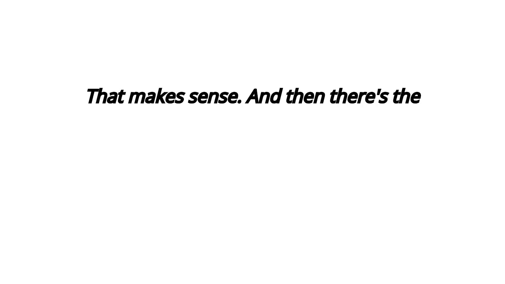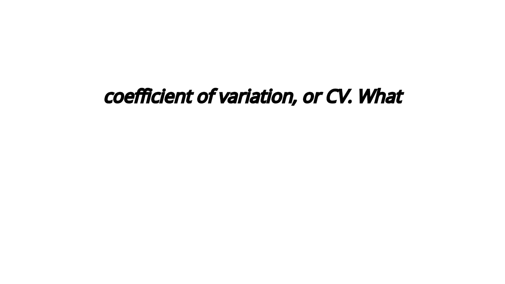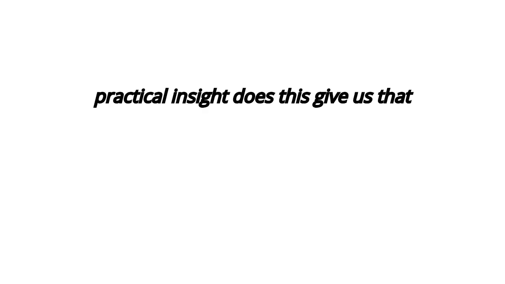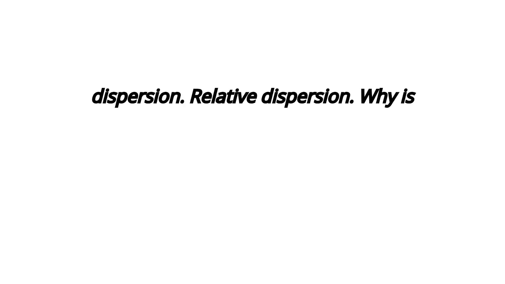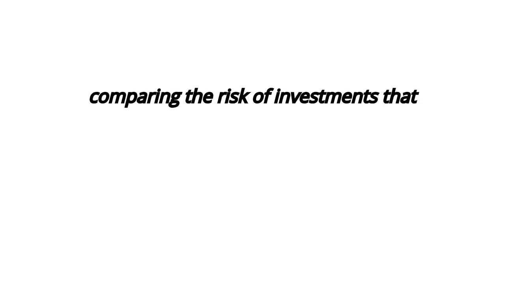That makes sense. And then there's the coefficient of variation, or CV. What practical insight does this give us that standard deviation alone might not? The coefficient of variation is the standard deviation divided by the mean. It's a standardized measure of relative dispersion. Relative dispersion. Why is that useful? It's particularly useful when comparing the risk of investments that have different average returns.